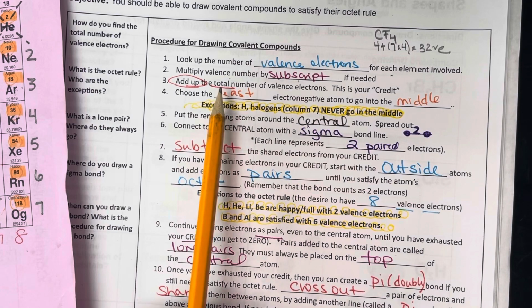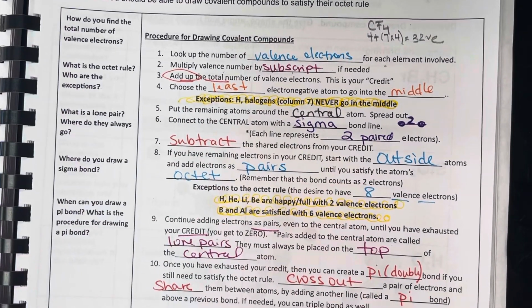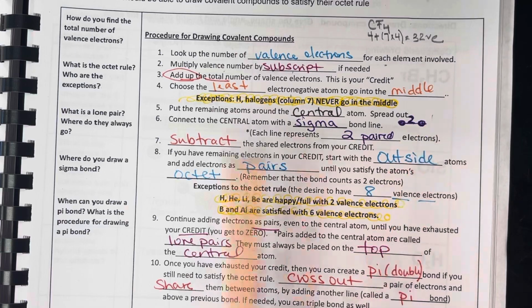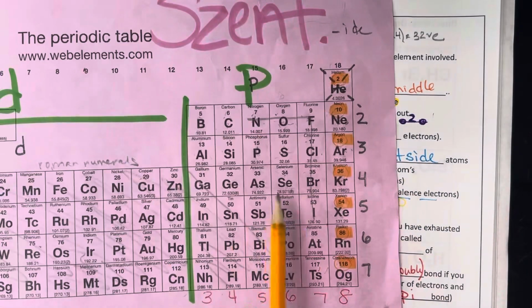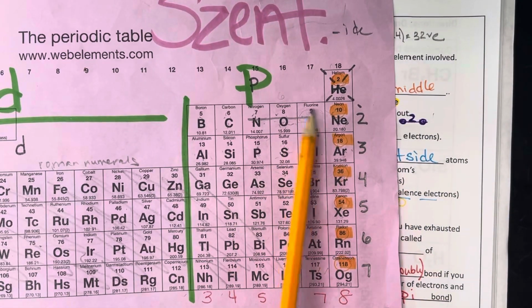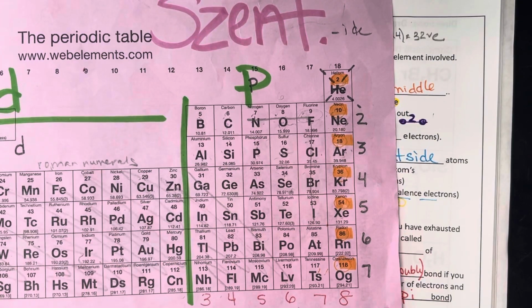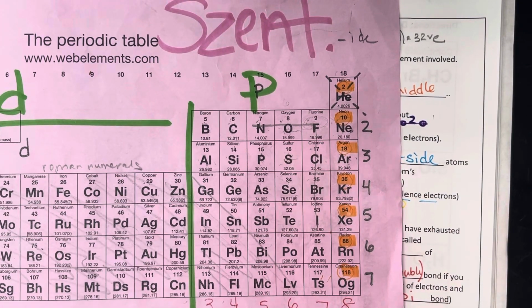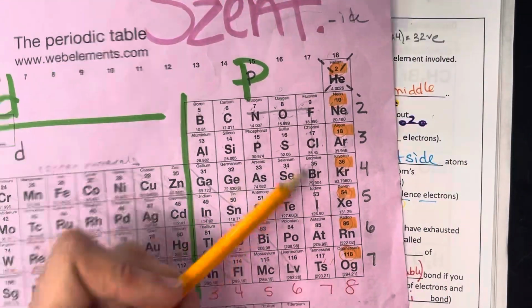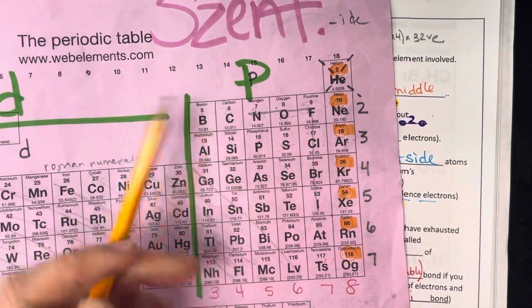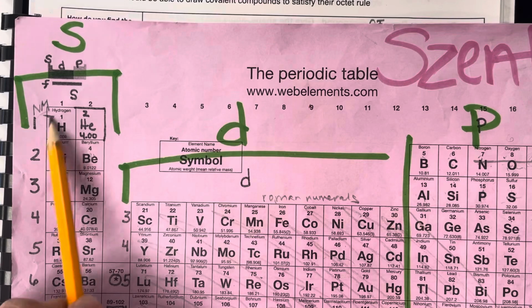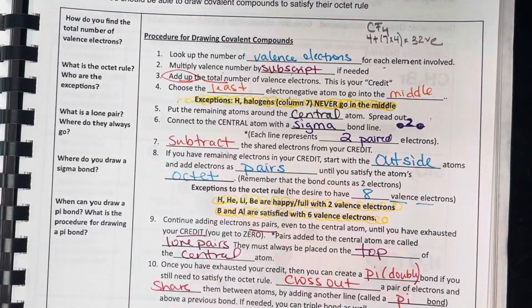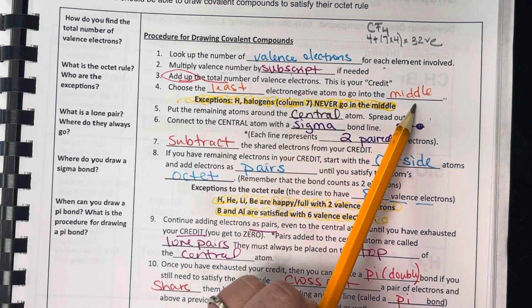Now that you have your math, we actually start to draw it. We start by choosing the least electronegative atom to go in the middle of our drawing. It's going to be our center atom. Remember, F is the most electronegative, so the farther to the left you get, the less electronegative you become. There are some exceptions to this. Family 7 can never go in the middle, and neither can H. H can never go in the middle of a compound. So the least electronegative atom is going to go in the middle.